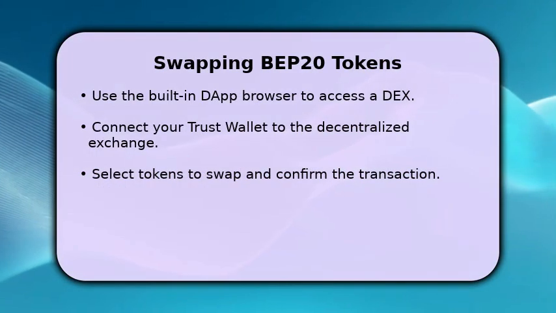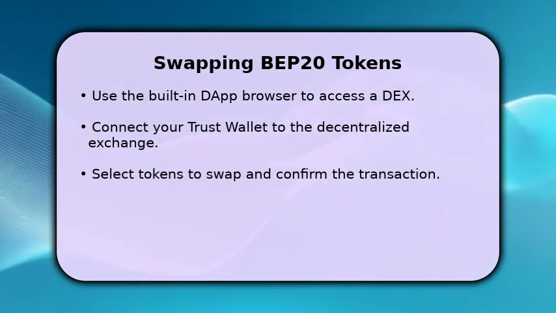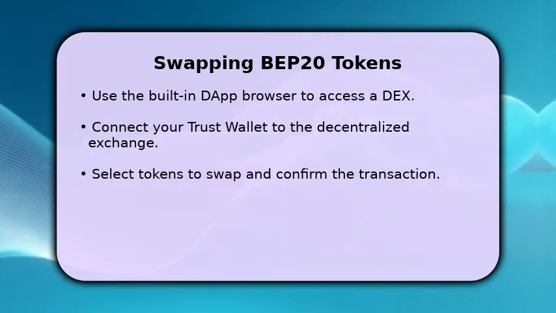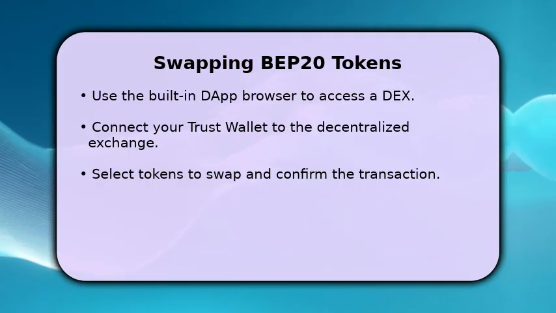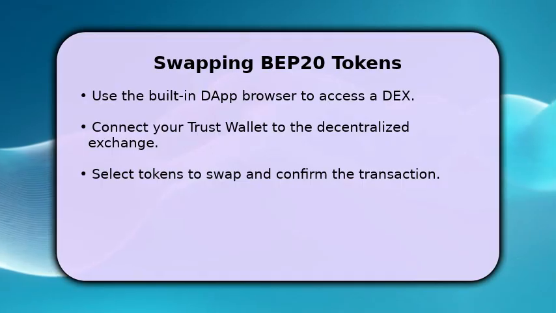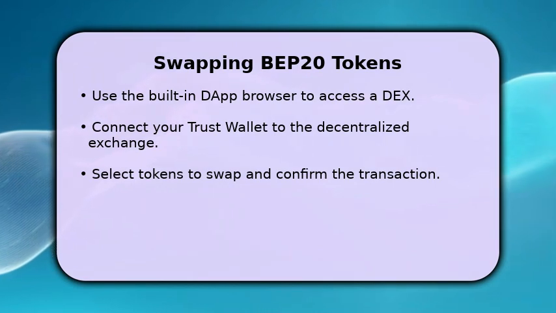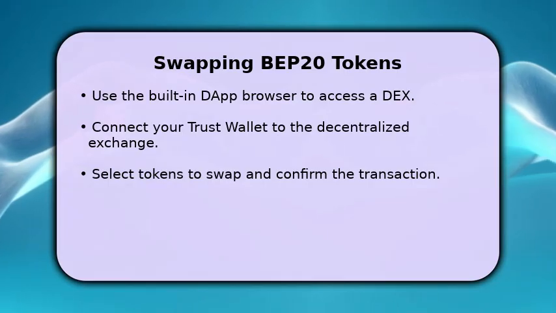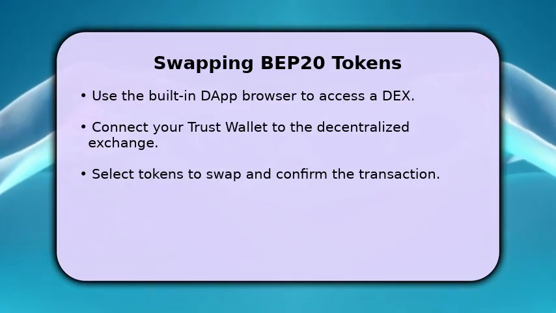To swap Bep20 tokens, utilize Trust Wallet's integrated D-app browser to access a decentralized exchange, such as PancakeSwap. Once on the exchange, connect your Trust Wallet securely. Select the tokens you wish to swap, enter the desired amount, and review the exchange rate and fees. Confirm the transaction, and your tokens will be swapped efficiently. This feature offers great flexibility for managing your crypto portfolio.